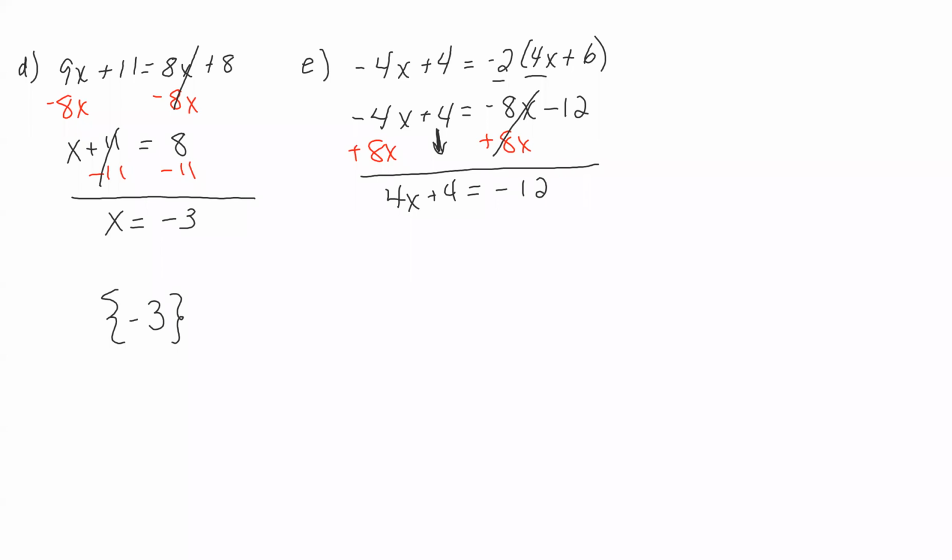So I've got all of my variables in a single term on the left. Now I want to get all of my constants in a single term on the right. So let's focus on the plus 4. How would I undo plus 4? Well, I would subtract. So I'm going to subtract 4 from both sides. On the left, we say the 4's cancel because 4 minus 4 is 0. And 4x minus 0 is just 4x. And then on the right-hand side, negative 12 minus 4 is negative 16.